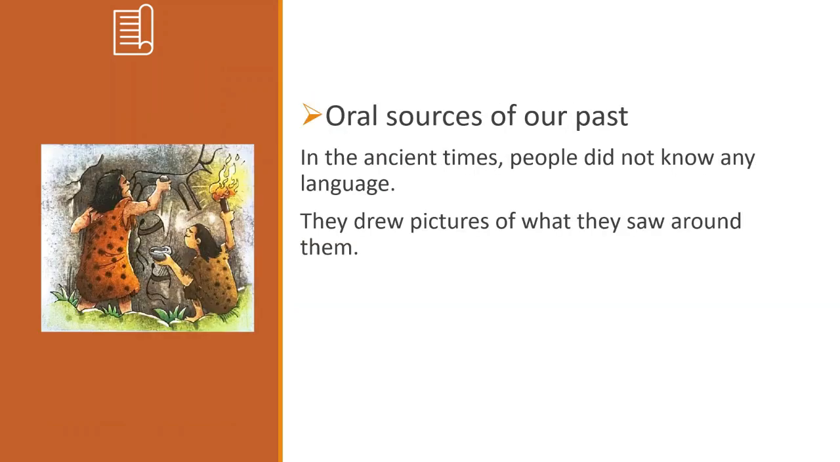In the ancient times, people did not know any language. They drew pictures of what they saw around them. As they learned to communicate and share ideas, language developed. Information was passed by word of mouth. These are referred to as oral sources of information. A few examples are folklore, stories, songs, and poems.